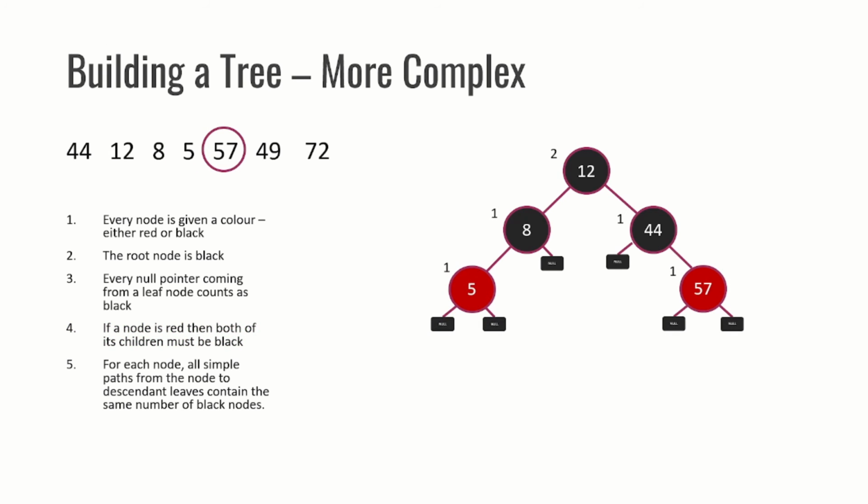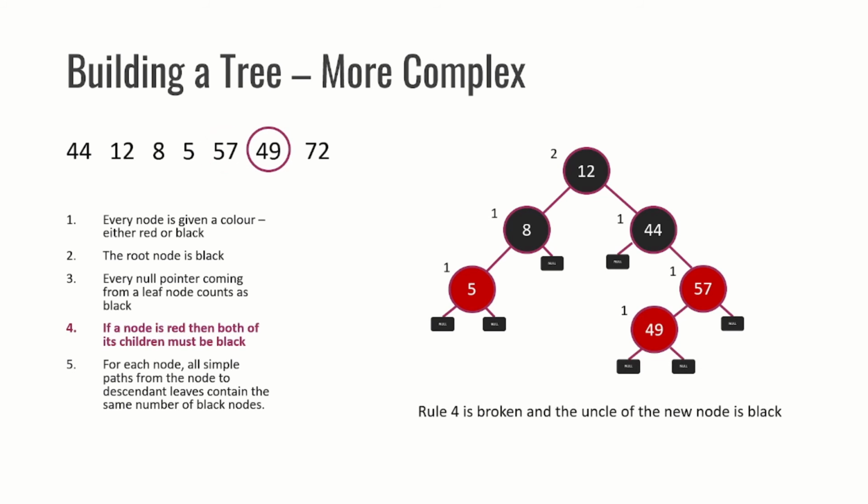57 goes in next. It's okay, no violations there. Now 49 is next, and that's going to become the left child of 57. We're breaking rule 4 again. The uncle of the new node is black. So if you see, the uncle is the null pointer, which is coming from the right of 57.